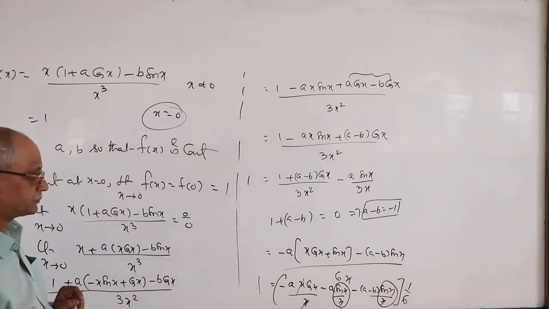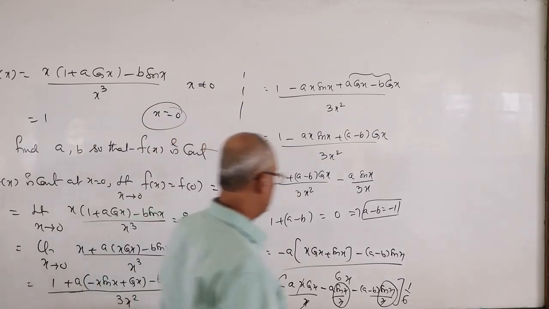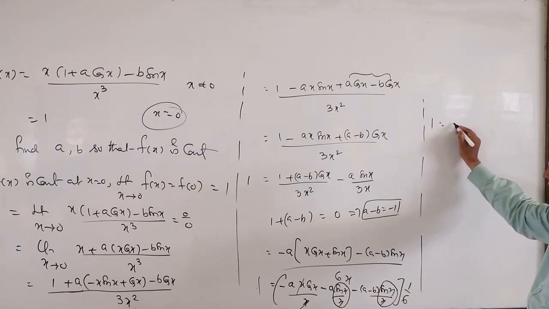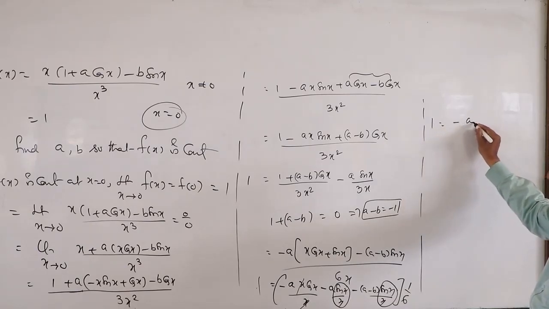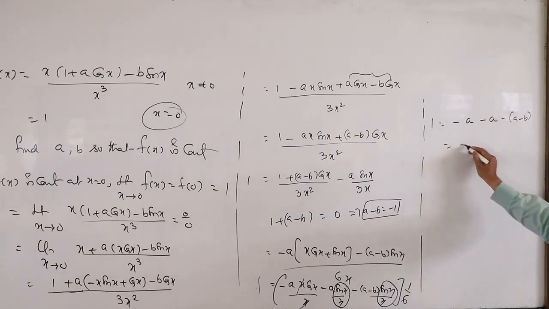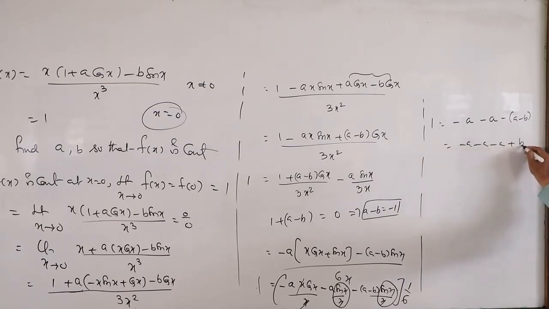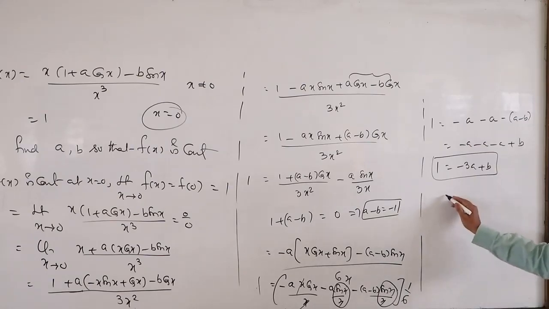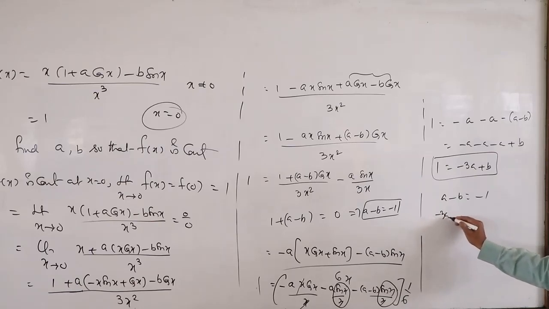Hence we are now writing 1 is equal to, okay, 1 is equal to minus a minus of a minus b, minus a minus a minus a plus b, minus 3a. Finally we are getting one more equation. Solving these two equations, see, a minus b is minus 1, and minus 3a plus b is 1, right?